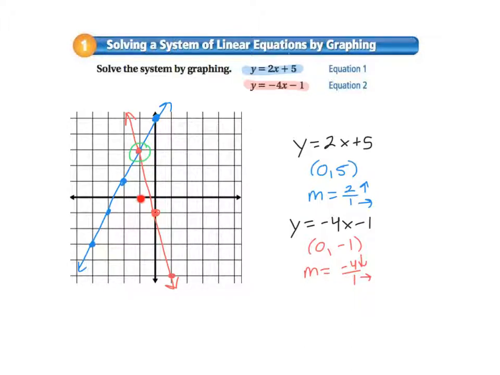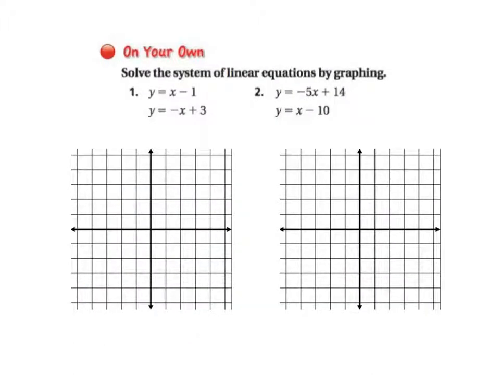So I see this coordinate is (negative 1, 3). So our final answer should be written as an ordered pair. (Negative 1, 3) is our answer. So what this means is this x and y value actually work for both the blue and the red equation. Okay, go ahead and pause the video and see if you can give these two examples a try.